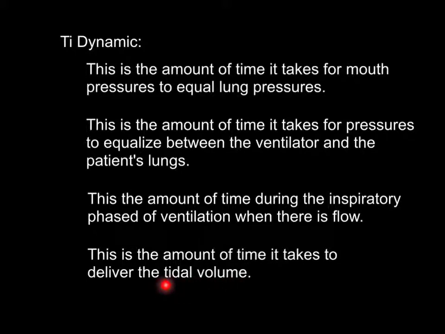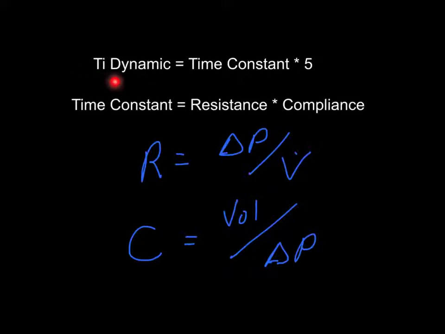This is not the TI set on the ventilator. This is TI dynamic. And it's that relationship between how long it takes for the flow to go into the lungs and establish the volumes, or the pressure in the lungs to build up until we get equilibrium between mouth pressures and lung pressures. Now we've been talking a lot about this TI dynamic, and we know now that it's the time constant times 5. The time constant is made up of resistance and compliance, and here are those same basic equations again. We're going to explore these relationships to tease out exactly what factors affect the inspiratory flow during pressure control.